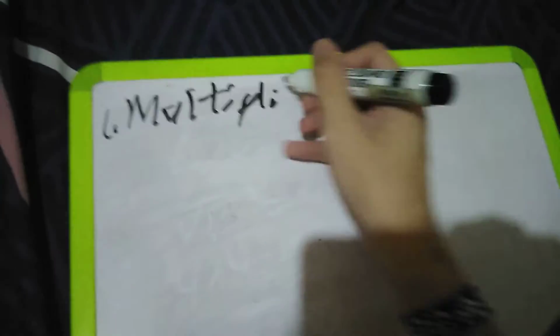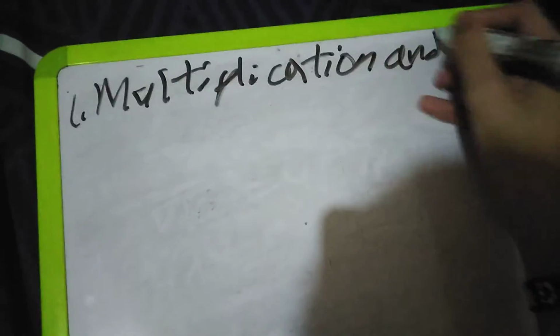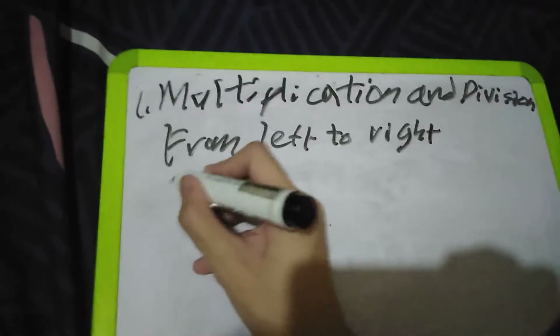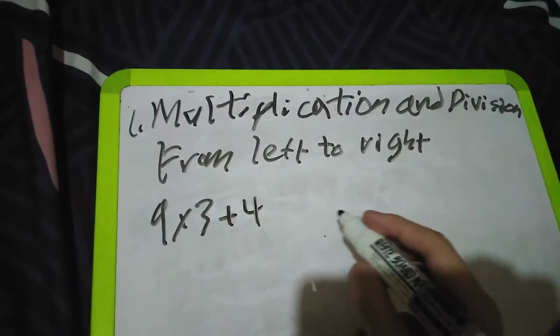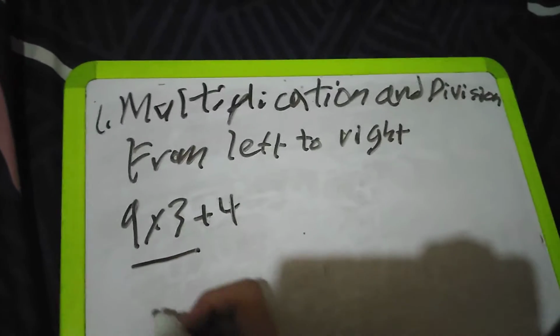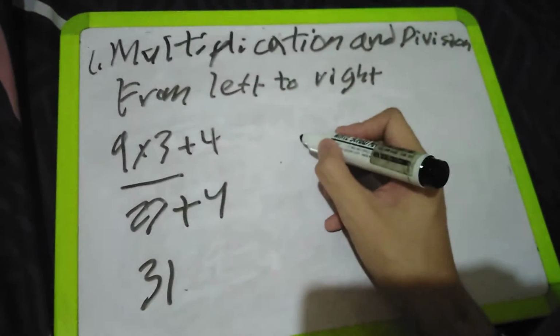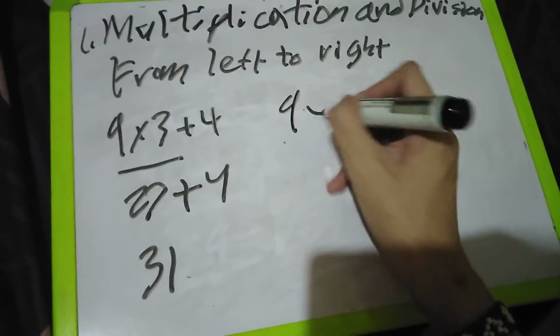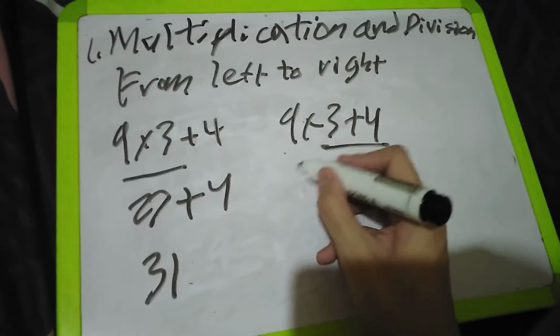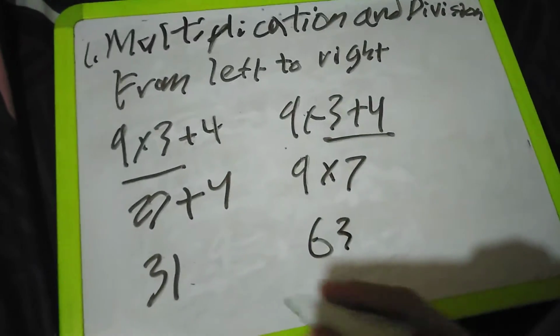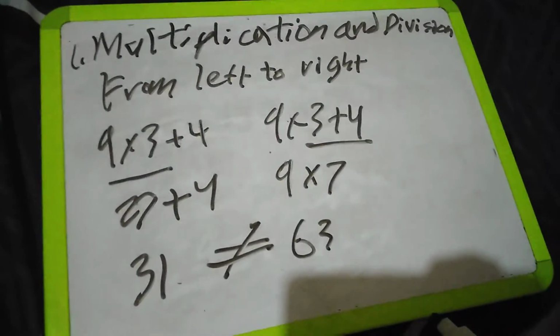The next thing to do is multiplication and division from left to right. So if we have, say, 9 times 3 plus 4, we should first do the 9 times 3, which would give us 27 plus 4, and the answer is 31. If we don't follow this, we would end up doing the addition first. We would end up with 9 times 7, which would lead to the answer being 63. They are completely different. Hence, we should follow the order of operations.